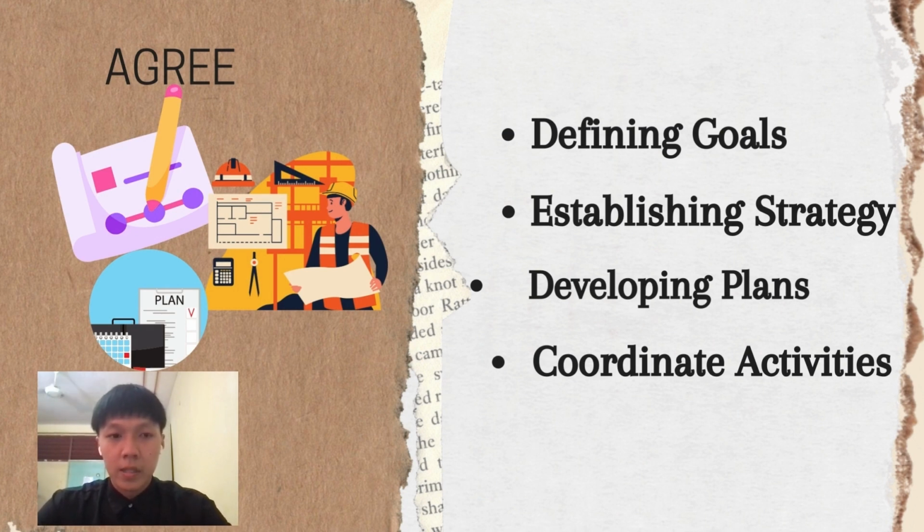So let's talk about what is planning first. Planning is defining goals, establishing strategy, developing plans, and coordinating activities. Which means providing a goal or direction about what the organization does and why it needs to be achieved, so that the organization as a whole knows exactly what they are required to do.